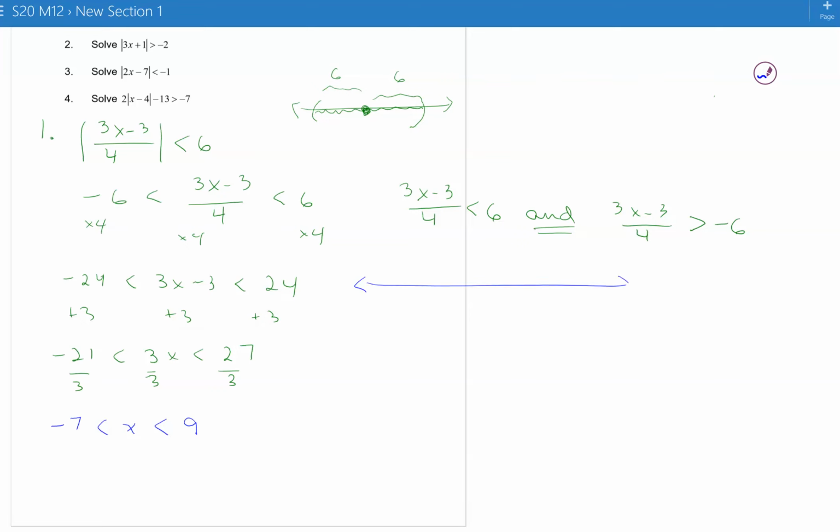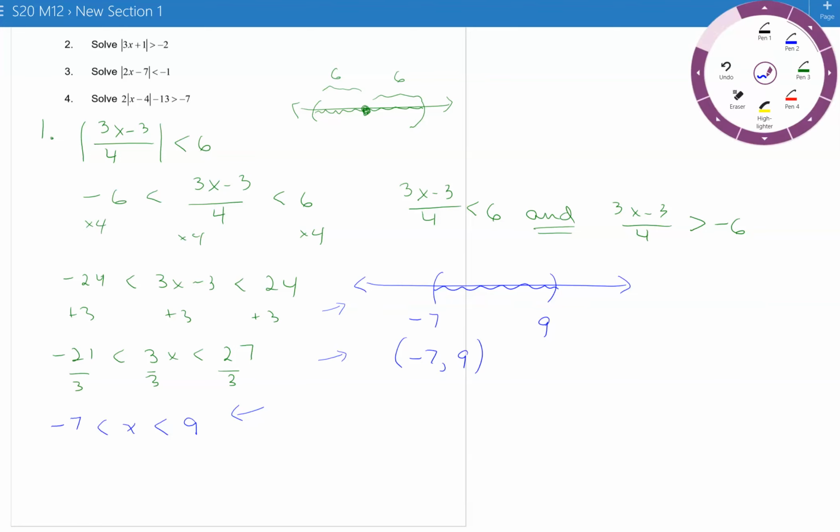Then I asked you for the solution two ways. I wanted the number line graph of the solution set, so this is the number line graph of the solution set. And then I wanted the solution set written in interval notation. So these three things all mean the same thing: inequality notation, graph of the solution set, interval notation. Okay, then let's look at number 2.